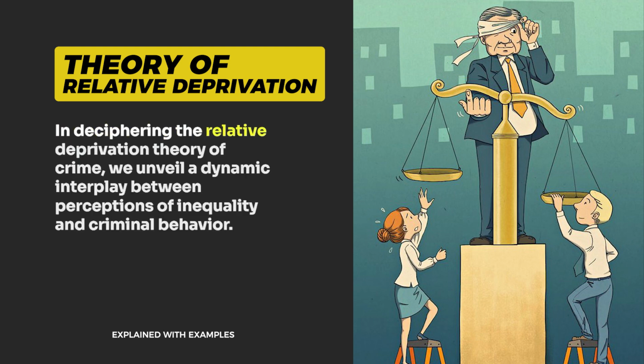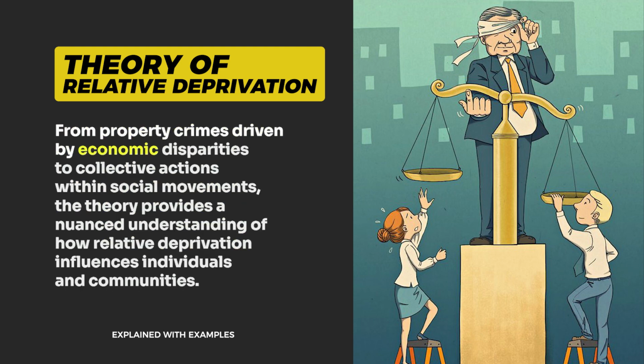Conclusion: in deciphering the relative deprivation theory of crime, we unveil a dynamic interplay between perceptions of inequality and criminal behavior. From property crimes driven by economic disparities to collective actions within social movements, the theory provides a nuanced understanding of how relative deprivation influences individuals and communities.